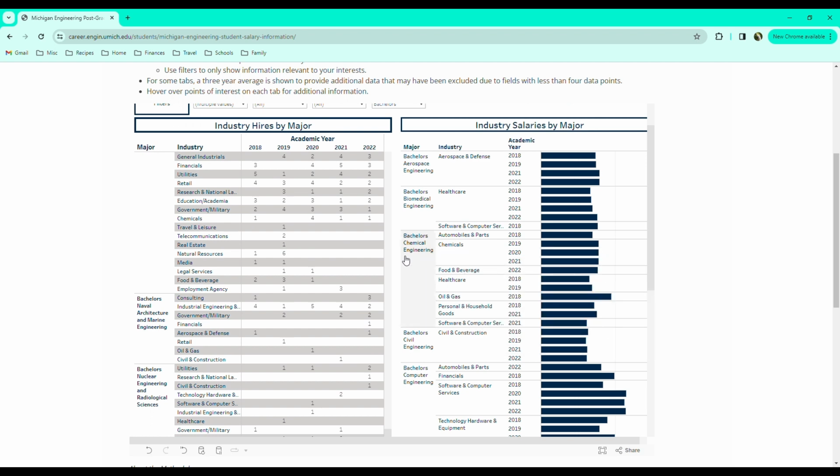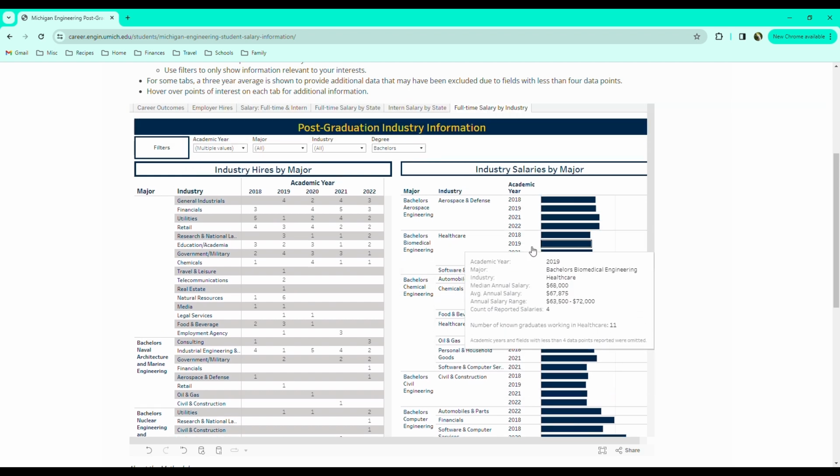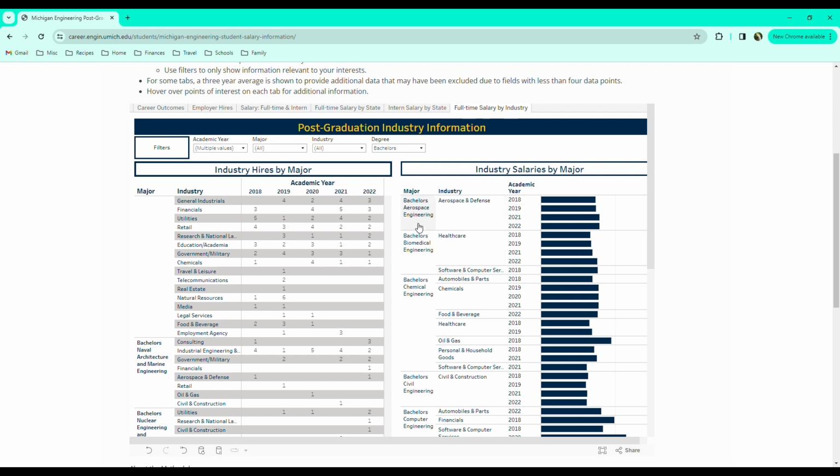So then let's go over to the salaries. I have, again, left the years on here so you can see what the trend is. And you'll also notice that a number of these don't have data for 2020. That just indicates that the graduates from University of Michigan with an aerospace engineering degree didn't necessarily go into aerospace and defense in numbers. If there were fewer than 4 data points, they excluded it.